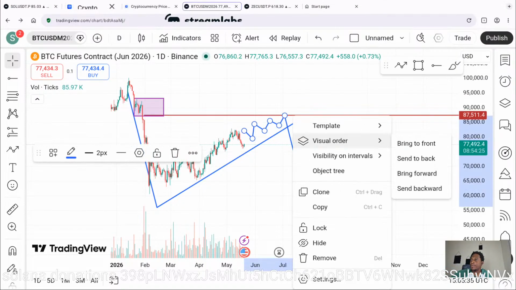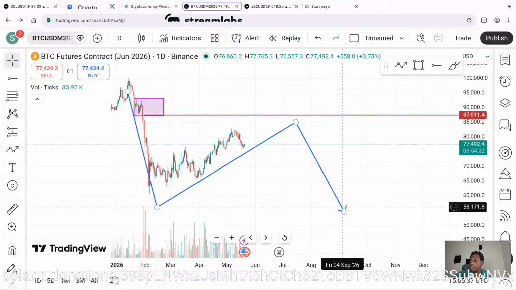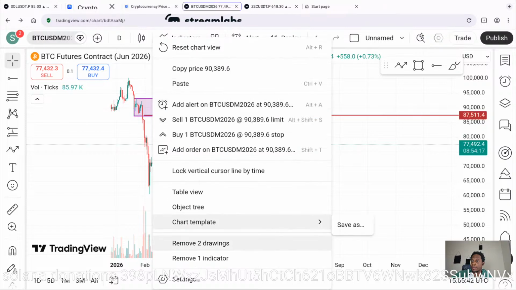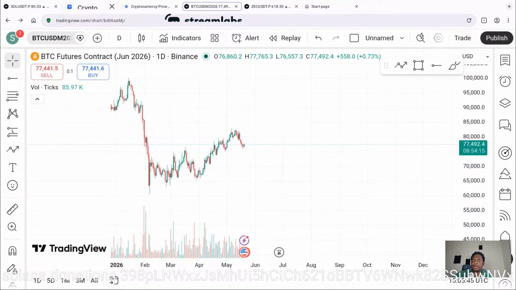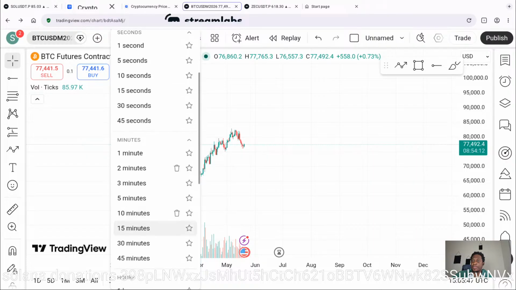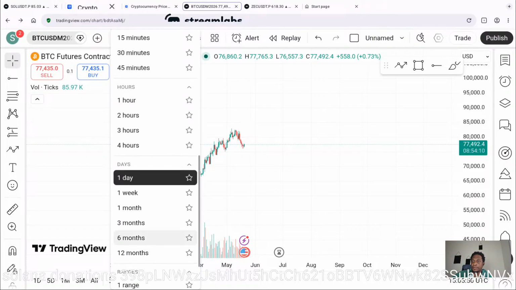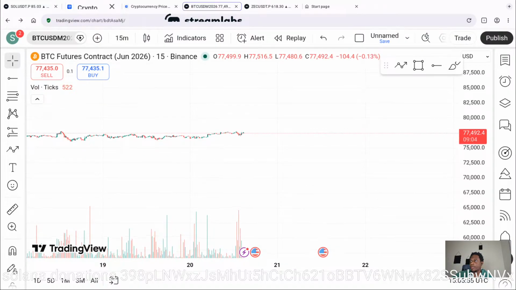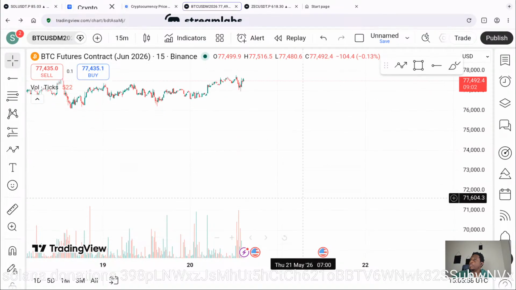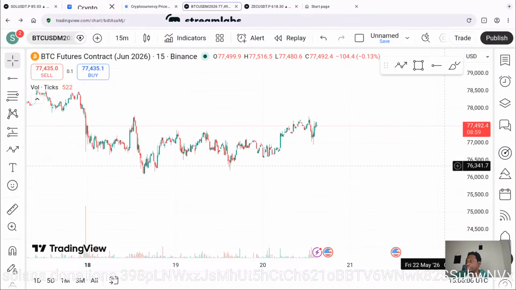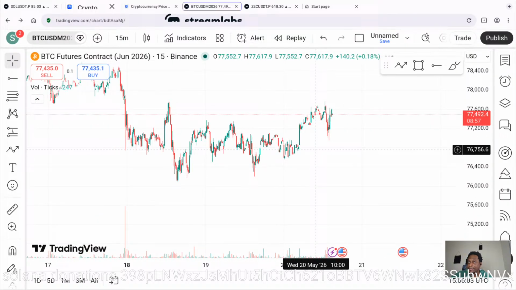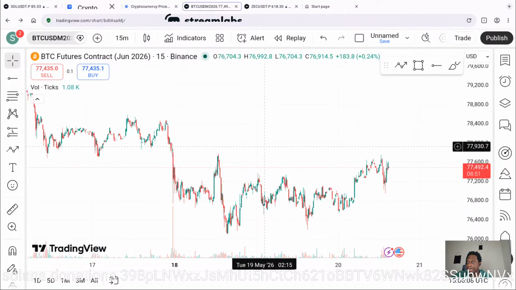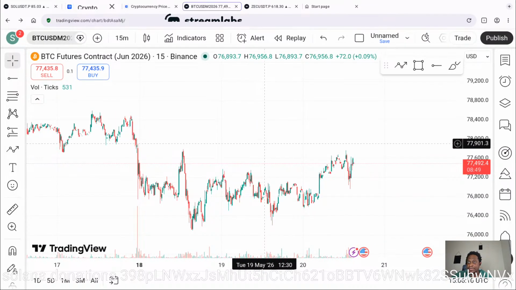Now let's pull this away. Let's remove all these indicators and drawings. Let's drop this down to the 15-minute chart, for those of you who are impatient and looking to get into the market ASAP. Let's see if there's any opportunities.